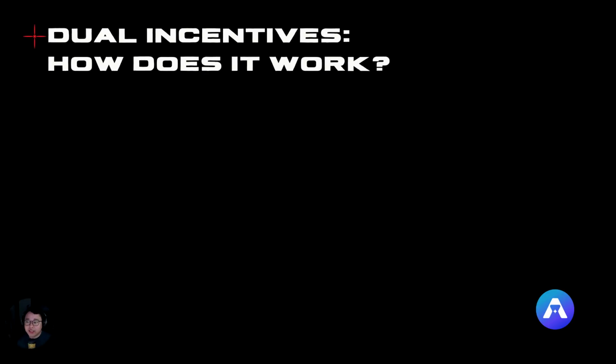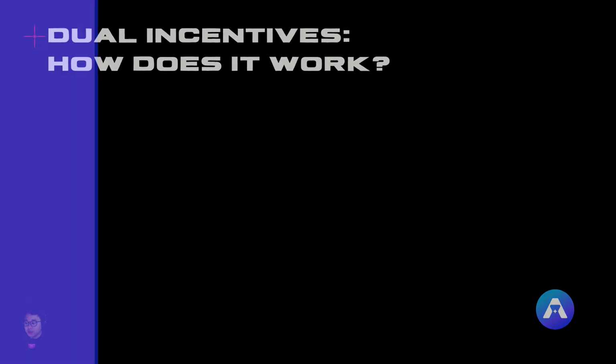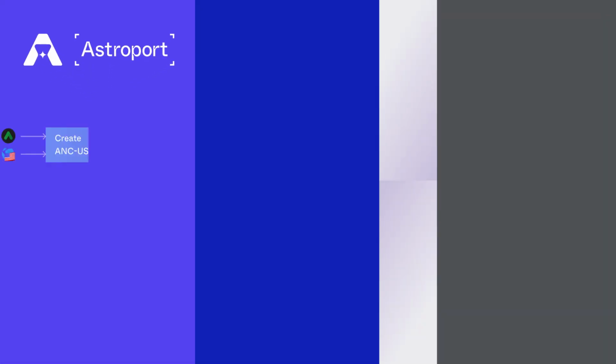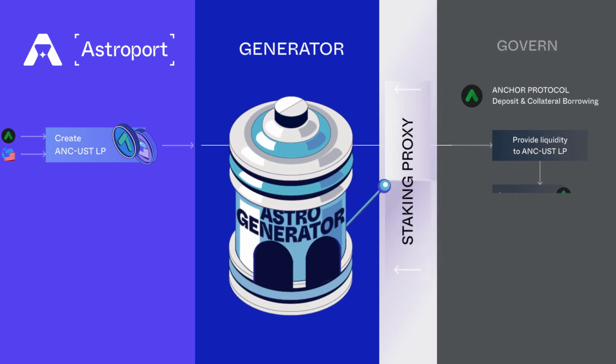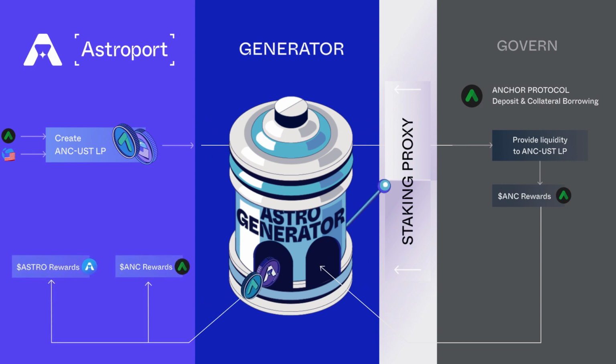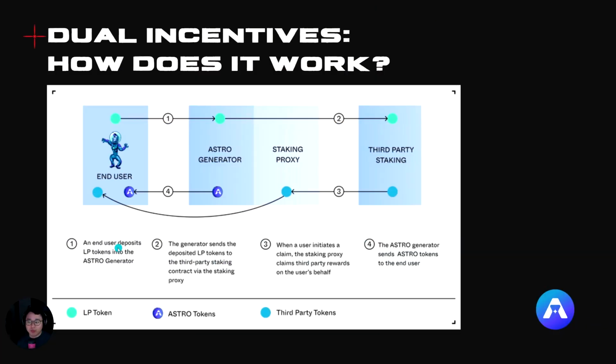So how does the dual incentive work? Essentially, a user will deposit their LP tokens into the Astro generator smart contract, and then after that, the generator would then send the deposited LP tokens into a third-party staking contract, and then the user will initiate a claim. The staking proxy then claims the third-party rewards on the user's behalf, and then the Astro generator then sends Astro tokens to the end user. So in this way, users get both the Astro rewards as well as the LP token rewards from their respective farms.